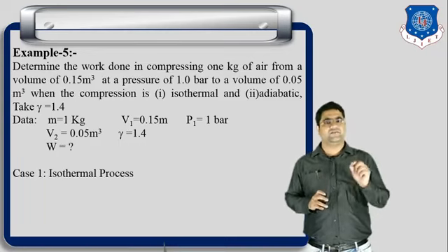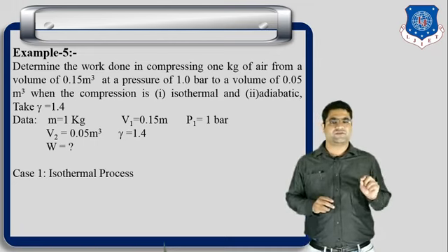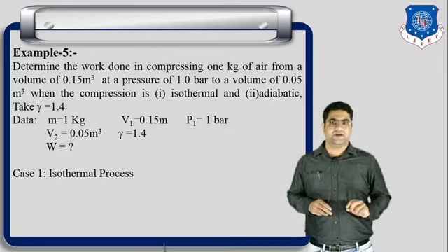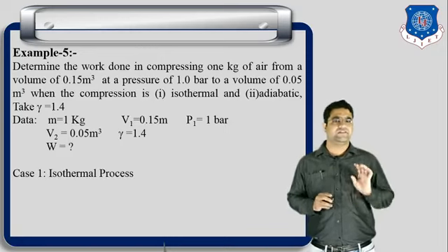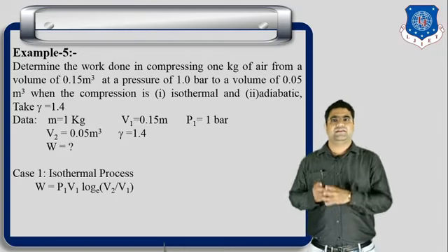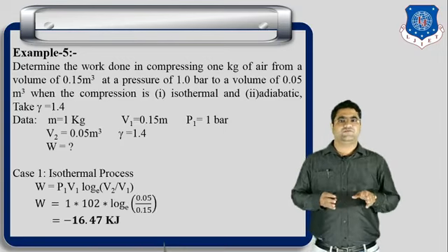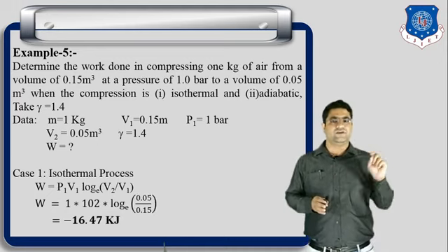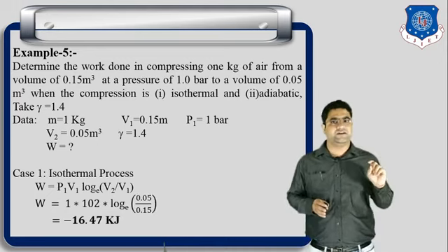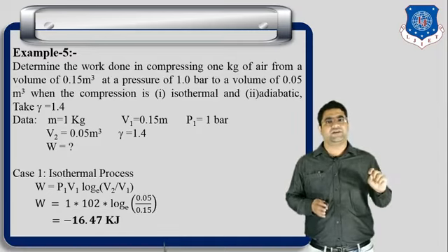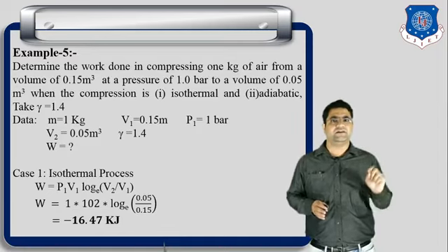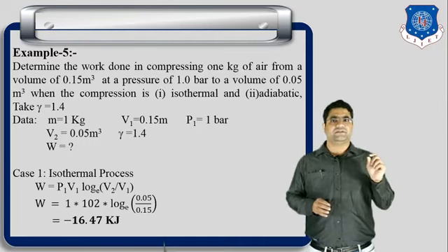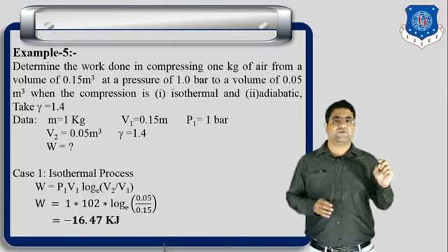So we know the equation of work done for the isothermal process is equal to P1 V1 ln V2 by V1, and V2 and V1 are already given. So we can use the direct relation, P1 V1 ln V2 by V1. P1 is equal to 1 multiplied by 10^2, because here they have given the value in bar. Okay, so to convert the bar into kilopascal we have to multiply it by 10^2. Next, ln V2 by V1, V2 is 0.05 upon V1, that is 0.15.